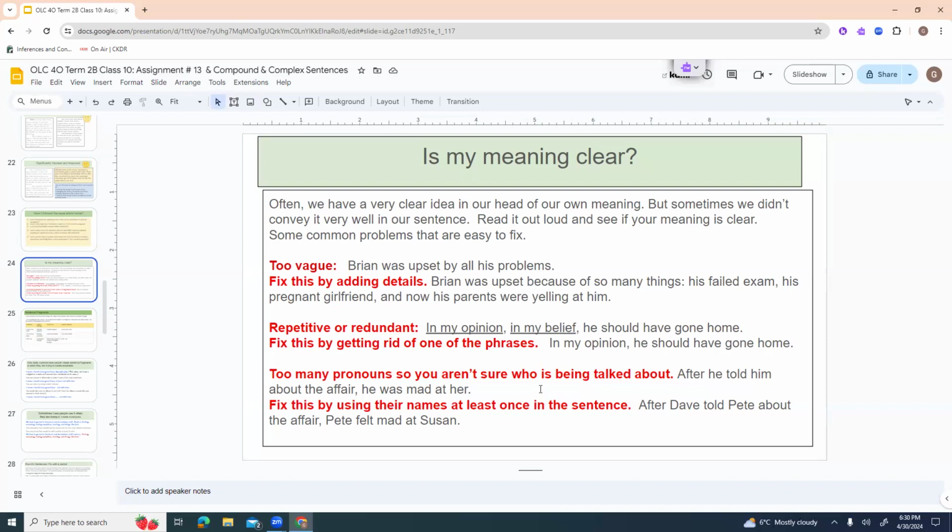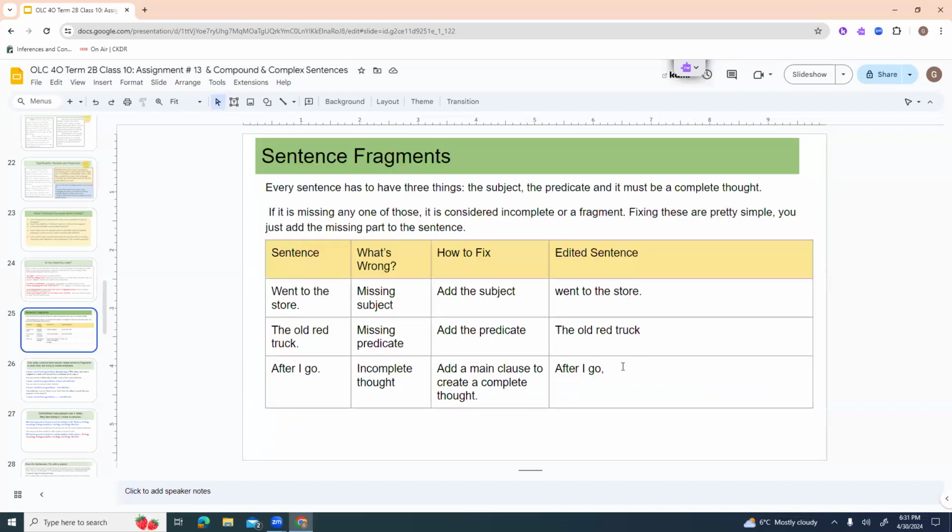Too many pronouns, so you aren't sure who is being talked about. After he told him about the affair, he was mad at her. Whoa, there's a lot of people here. Who are the he's? Who are the hers? I would want to fix this by using their names at least once. And if there's any chance of confusion, use a name each time instead of the pronoun. After Dave told Pete about the affair, Pete felt mad at Susan. So I replaced all the pronouns there because it wasn't very clear. Sentence fragments. Always check for sentence fragments. Every sentence has to have three things: the subject, the predicate, and it must be a complete thought.